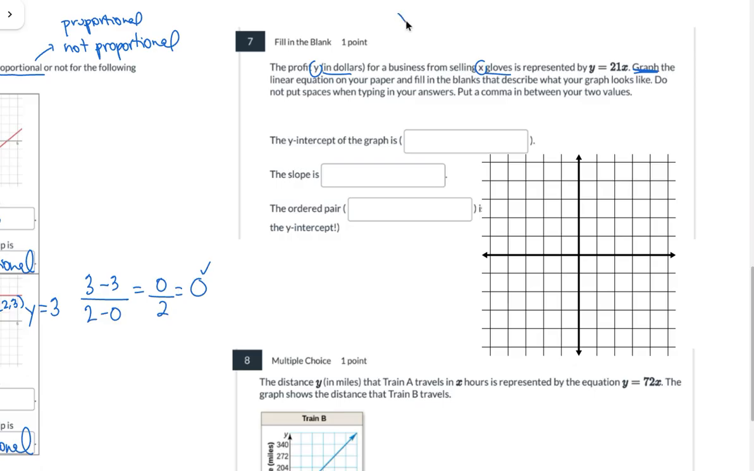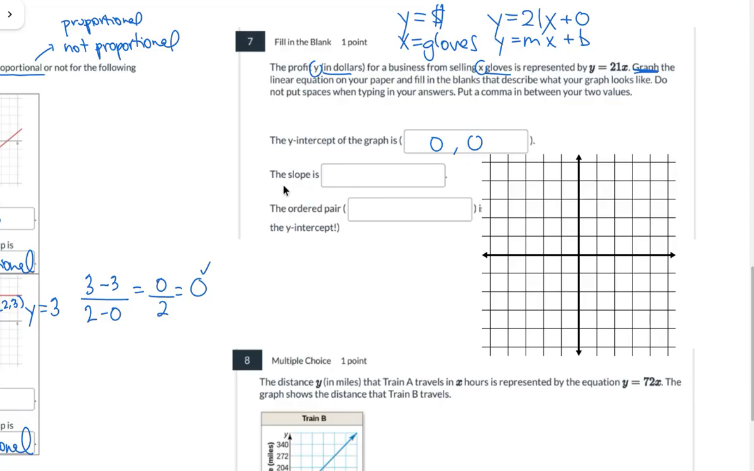So I'm going to go ahead and write down y is dollars, x is gloves, and they told me y equals 21x. All right, so I'm going to go ahead and overlay y equals mx plus b, right? Because that's the slope-intercept formula. So when I see this plus b by itself, I'm just going to add the invisible 0. So when it says the y-intercept of the graph is, well, the origin is 0, 0, right? Okay, so if I have sold 0 gloves, I make $0. That's what that means, right? Okay.